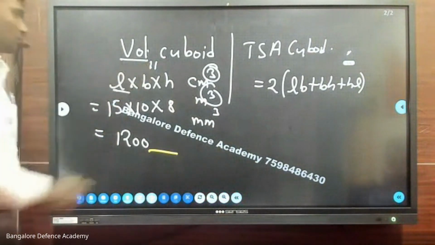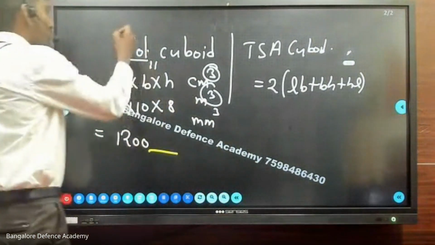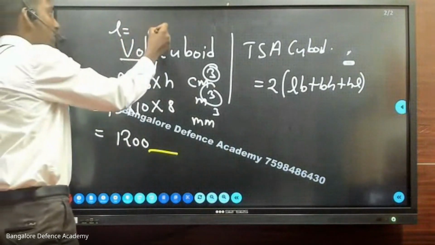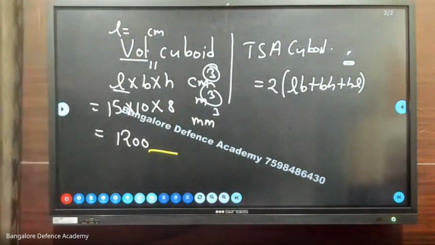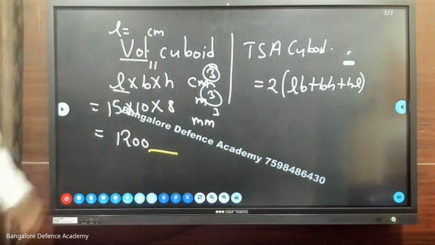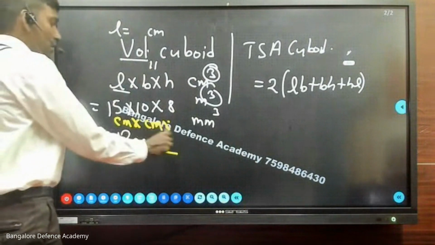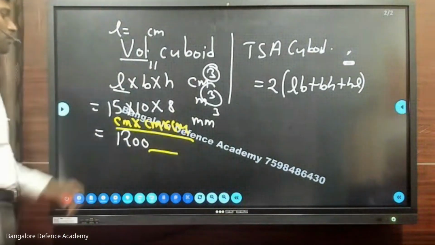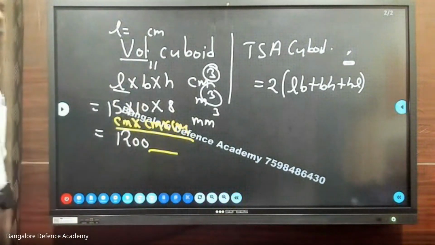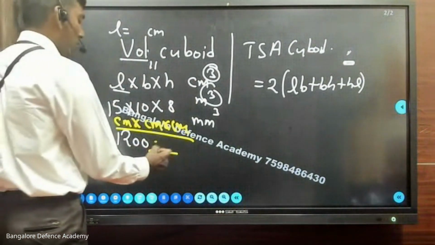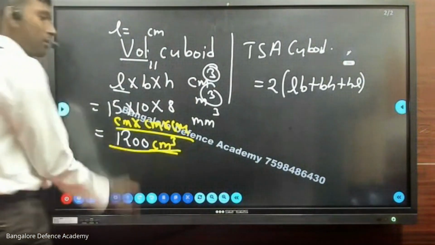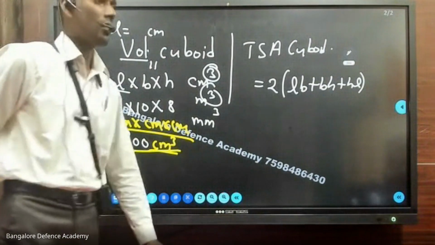Length, breadth, height. So now tell me, in the question, the length is given in 15 centimeter or in meter? Centimeter. Everything is given in centimeter. So here, if I multiply centimeter, centimeter, centimeter, how many centimeters you have? 3 centimeters. So what you are going to do? 1200 centimeter cube.